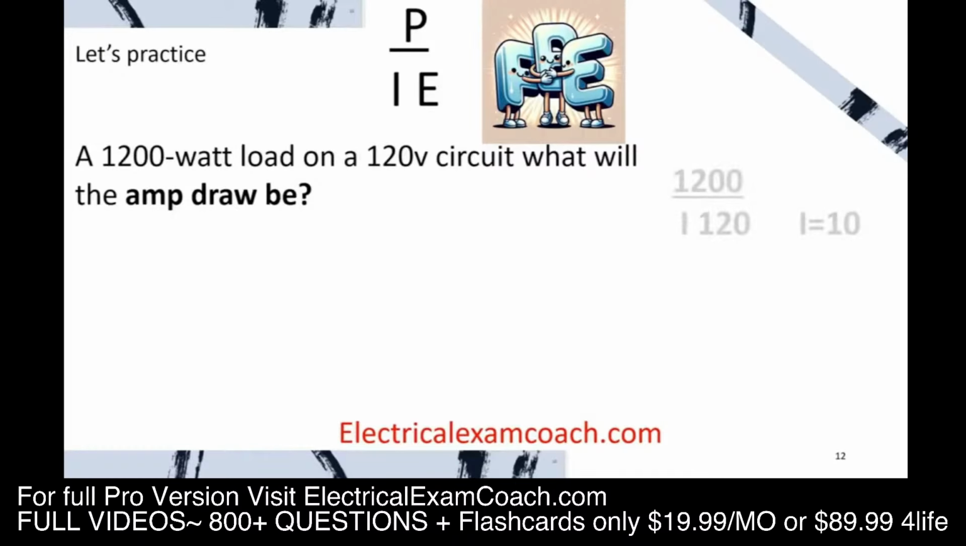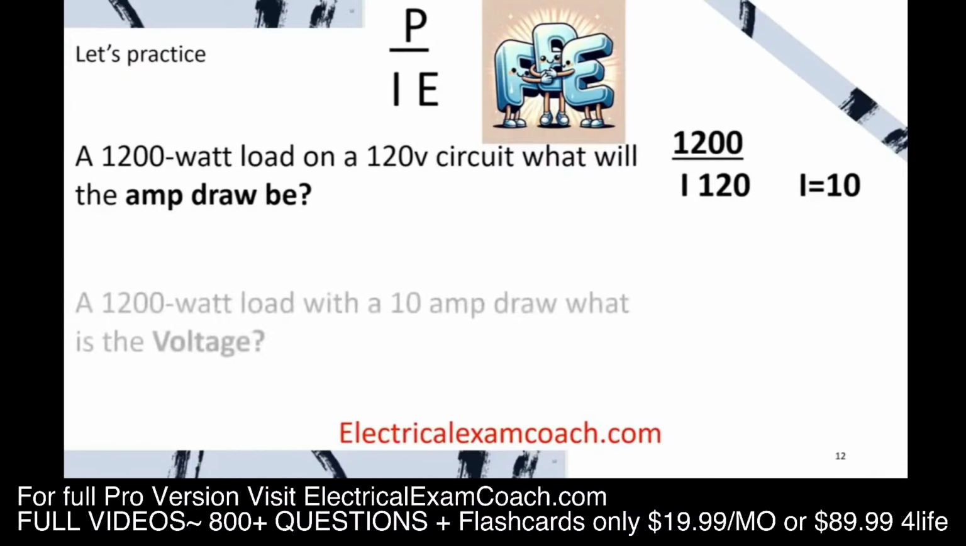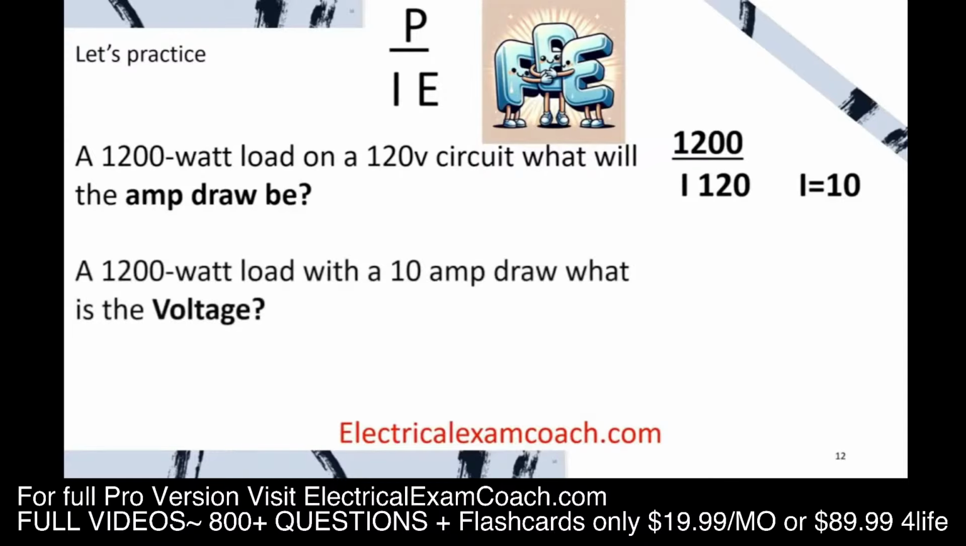Well, we just plug in what we know. We know the wattage and we also know the voltage, and we're trying to solve for the current. And just like in the previous formula, all we have to do is divide. So we divide it out and we end up with 10 amps. We have a 1200 watt load with a 10 amp draw. What is the voltage? Well, let's plug in what we know. We know our wattage and our amperage, and all we're looking for is to solve our voltage. So we divide and we get 120.